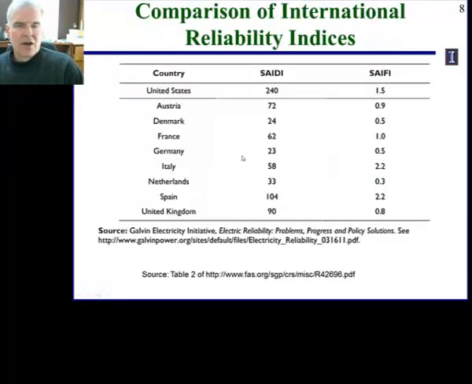Okay, the nice thing about these reliability indices is they allow comparisons. And here's a report with the reference given here that compares these two indices for the United States versus countries in Europe. And what you'll notice is that for the most part, our outages are substantially higher than those in other countries, at least for the European countries here.